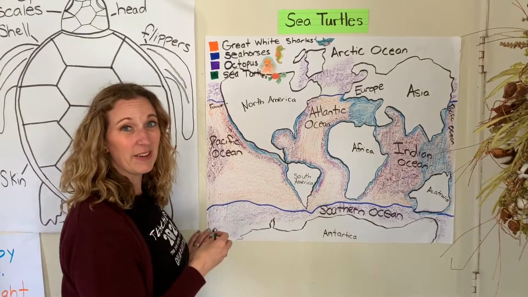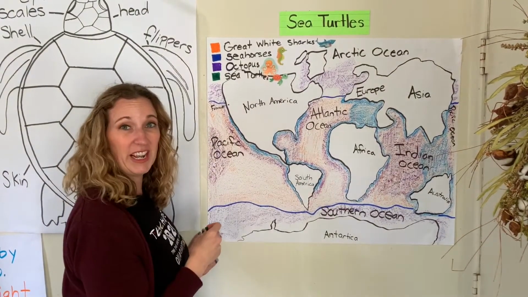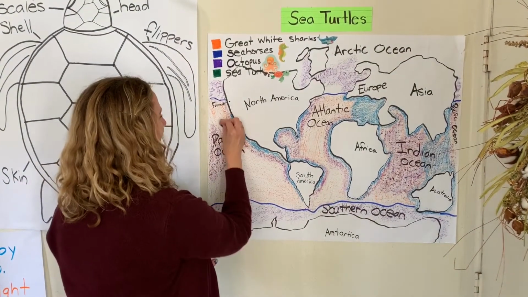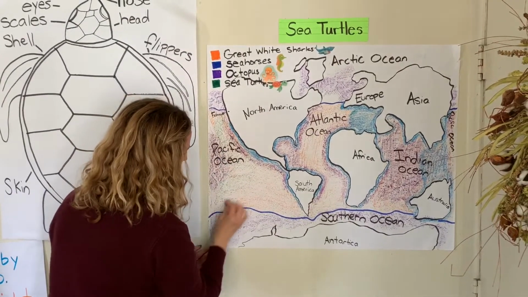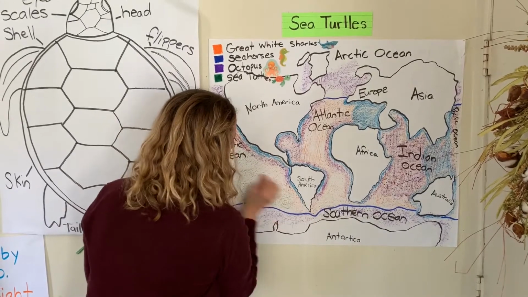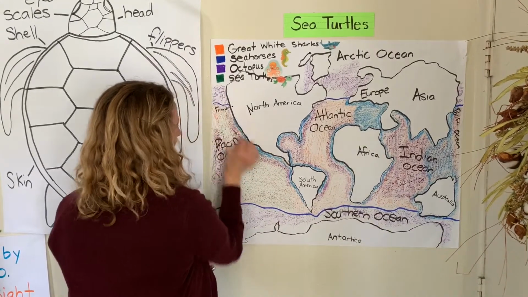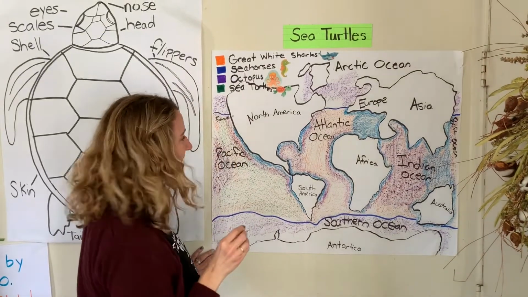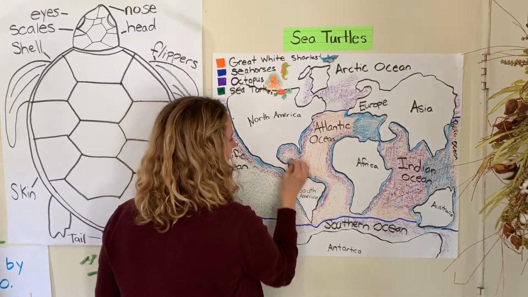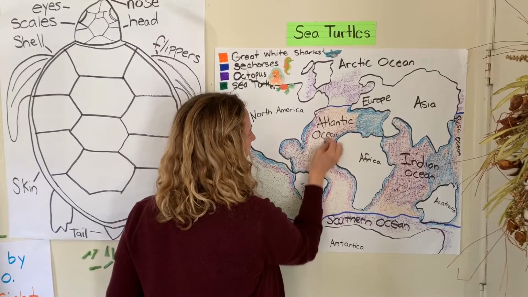Sea turtles live in every ocean in the world. So we live closest to the Pacific Ocean. They live here, all over. They like warm waters, like the green sea turtle likes warm waters and tropical waters.